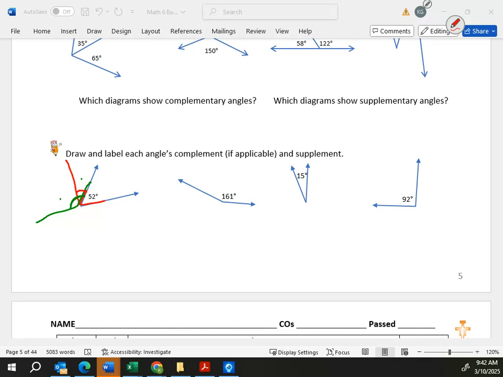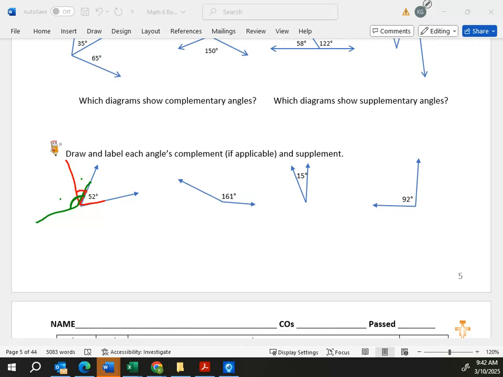Any questions on today's math? You can definitely use a calculator, yes. You do not need a protractor because it's all math now. Adding to make 90 degrees, adding to make 180 degrees. So we don't need the protractor for this lesson. Any other questions?